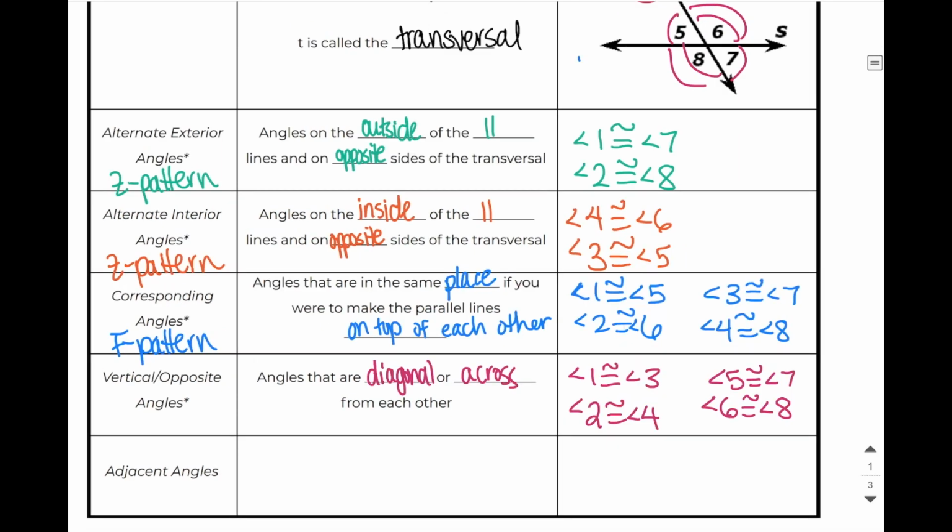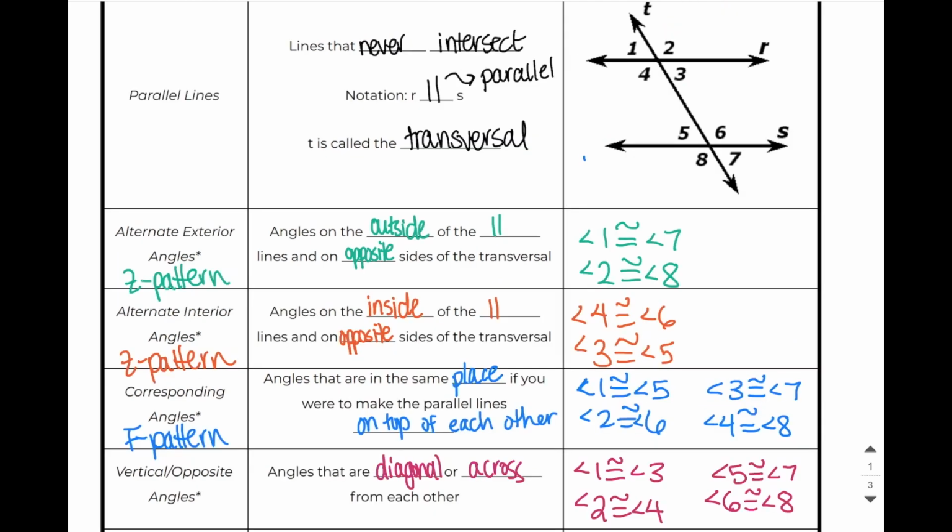Now the next definition are adjacent angles. And these are angles that are next to each other. So for example, right here, angle 1 and angle 2 are next to each other. They're right beside each other, and that's what adjacent means. And if you notice, they're not going to be congruent to each other unless they're both 90 degrees because they make a straight line, which means that they add up to 180 degrees. So they're supplementary to each other. So you would say the measure of angle 1 plus the measure of angle 2 equals 180.